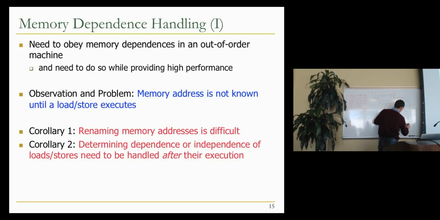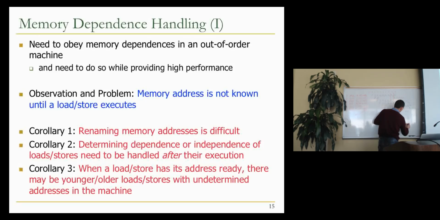The second corollary, which I already told you about, is that determining dependence or independence of loads and stores needs to be handled after their execution. So after you compute the address of the store, you can figure out whether this load is dependent. Actually, you need to compute both addresses.